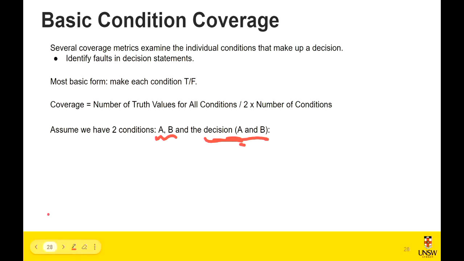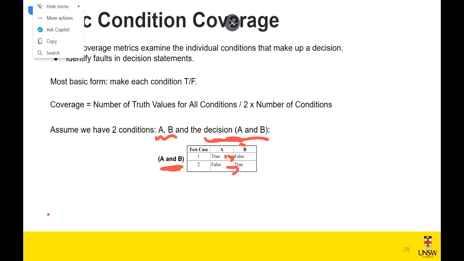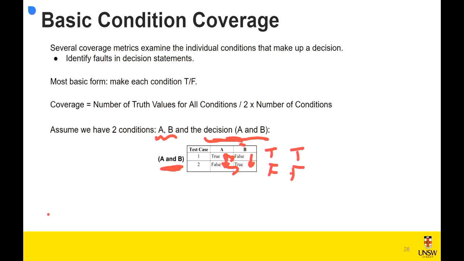So we just simply need to make sure that both A and B can take the value true and false at least once with our test suite. In this case, if we design the test cases for this decision to achieve full basic condition coverage, we can have true and false, and false and true. So A takes the value of both true and false, B takes the value of both true and false as well. Of course, we can also have true and false. This will also lead us to 100% of basic condition coverage.